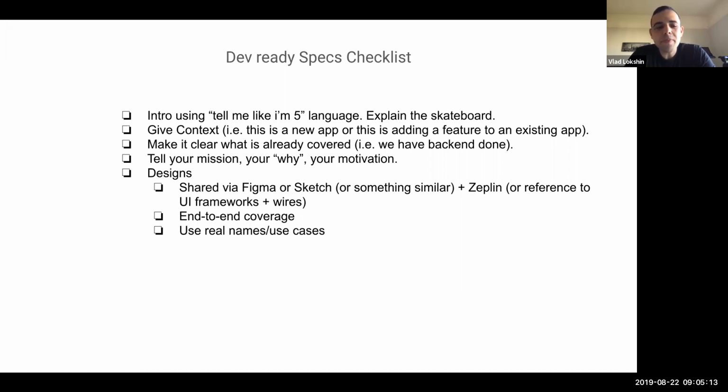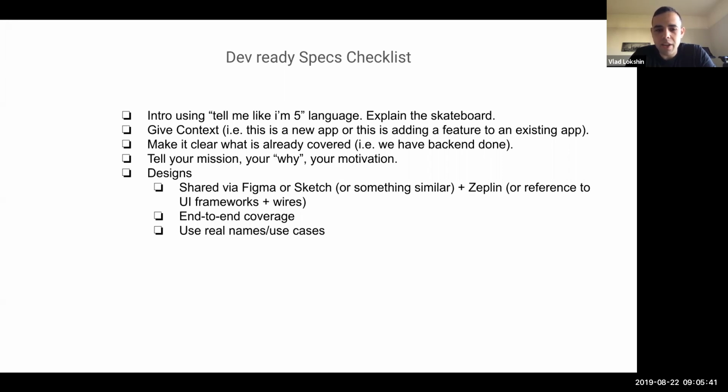And then finally, designs. You want to make sure that you're sharing them in a modern design tool. It doesn't necessarily have to be Figma or Sketch. Those are just great tools to use. And if you're using Sketch, Zeplin or Avocode or one of those is great, because it just translates the designs into something that a developer can look at without having to go through more steps like open the design software, install it themselves, etc. You want to make sure that you've got end-to-end coverage.